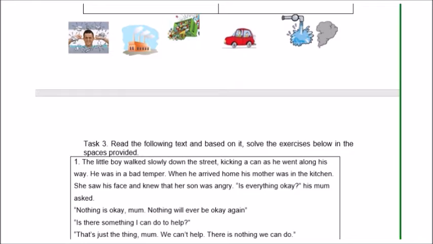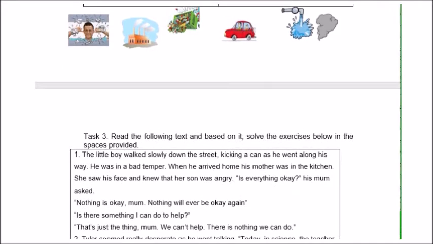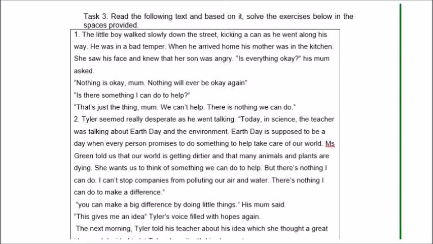And in here we have some pictures to just illustrate that, so you don't have to do anything with that. And then we have task number 3. Read the following text and based on it solve the exercises below in the spaces provided. So I'm going to read this.